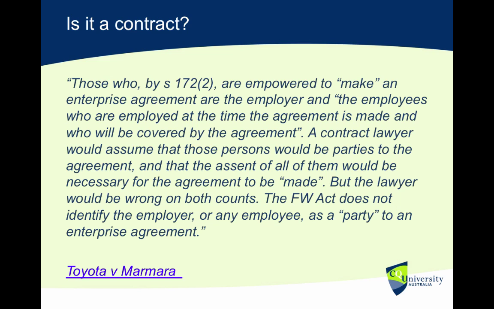And so this interesting extract tells us that although the Act talks about people who are empowered to make enterprise agreements, usually the employer and the employees who are employed at the enterprise, you'd think of those as parties, and then parties perhaps to a contract. So a contract lawyer would assume that they'd be party to the agreement and that the assent of all of them would be necessary for the agreement to be made. But the lawyer would be wrong on both counts.